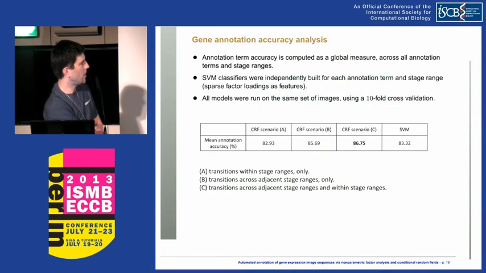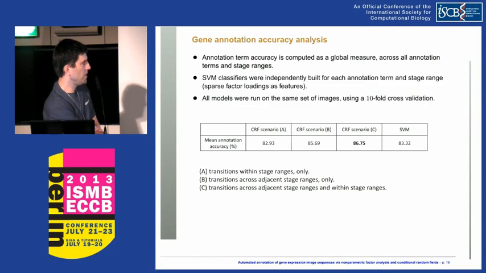And results are here, very simple and very clear. In order to compare to a standard SVM framework, we averaged across all annotation terms and across all time points. We averaged the annotation accuracy, and we obtained 83.32%, which was already above the competition, given the fact that we already used sparse factor analysis features here, and we already proved our advantages in the paper in 2011. But now we wanted to show even more. We wanted to show what a conditional random field would do to our framework.